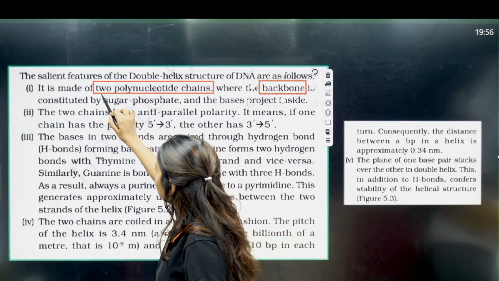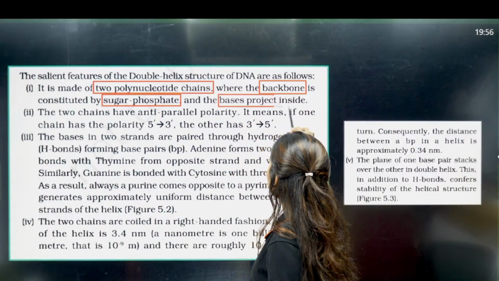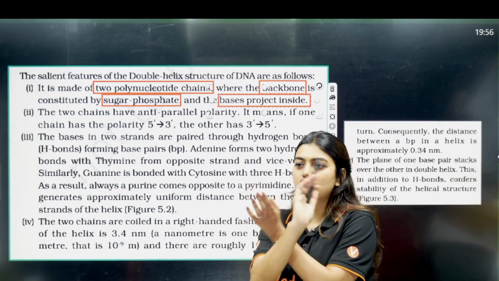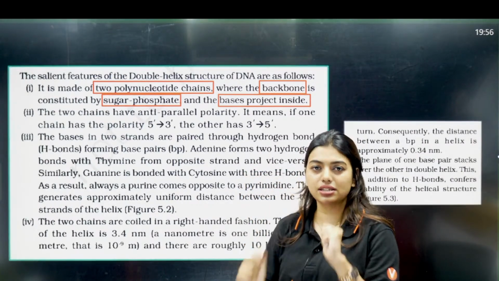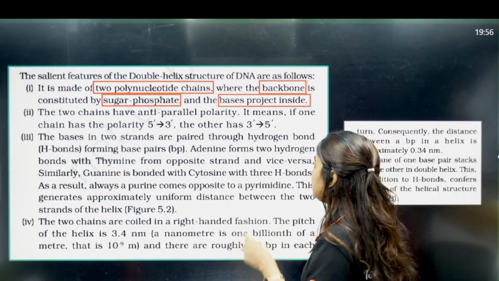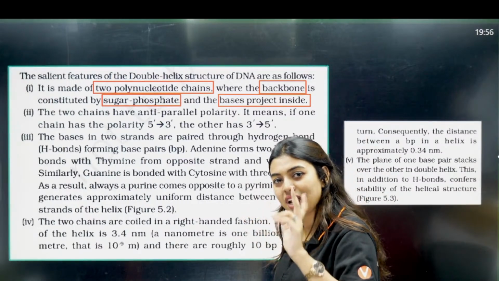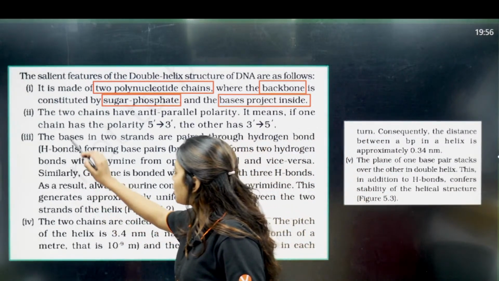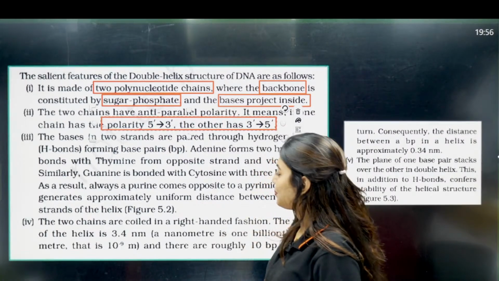The backbone is constituted by sugar and phosphate, right? And the bases project inwards. Understood? So, this is made up of sugar and phosphate, and in between them your bases are going to be there. Now, the two chains have anti-parallel polarity. It means if one chain runs 5' to 3', the next chain will run 3' to 5'. The polarity is anti-parallel.